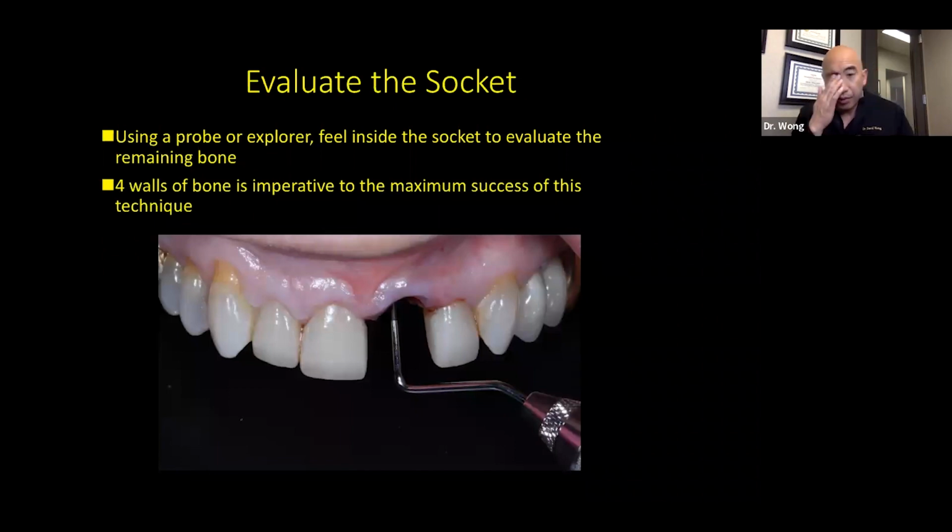After you do that, you're going to get your perio probe and you're just going to slide it into the socket and count how many walls of bone you have. If you have 4 walls of bone, meaning facial, lingual, distal, and mesial, then you're about 2 minutes away from being done.